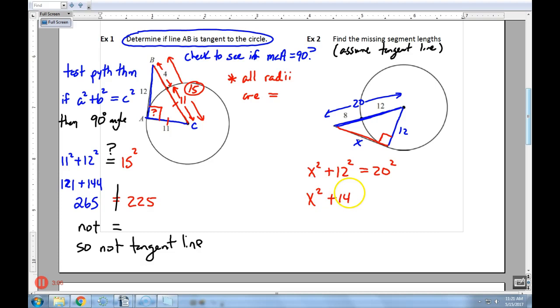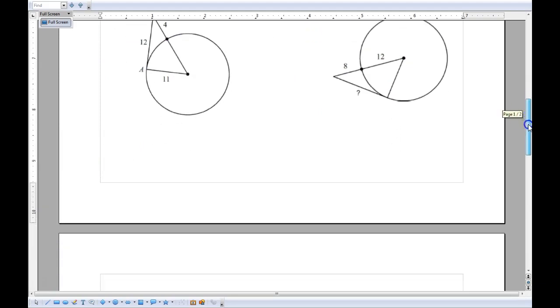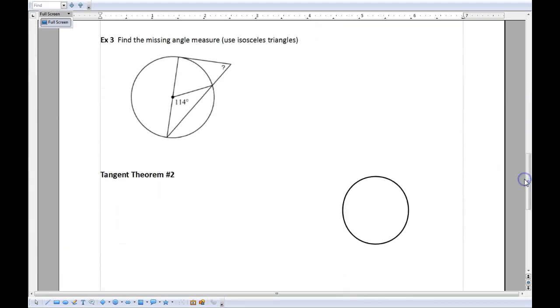X squared plus 144 is 400. X squared equals, when I subtract from both sides, I get 256. Square root, and I get x equals 16. So again, I'm using that whole idea of a tangent line being perpendicular to a radius, which opens up the door for Pythagorean theorem or SOHCAHTOA.